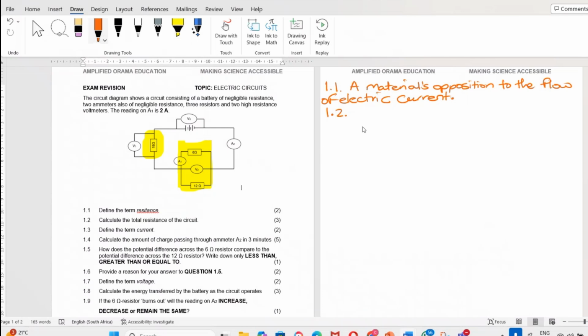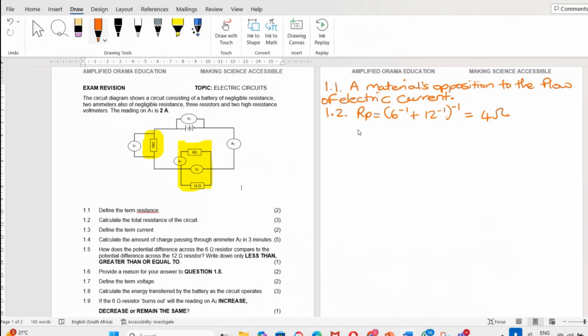So we must first find the equivalent resistance of the parallel section of the circuit, and to do that we could say R parallel is equal to 6 raised to the minus 1 plus 12 raised to the minus 1, and then raise everything in the brackets to the minus 1, and then you would get 4 ohms.